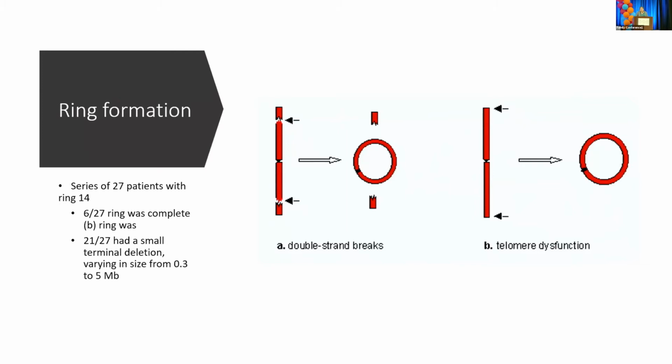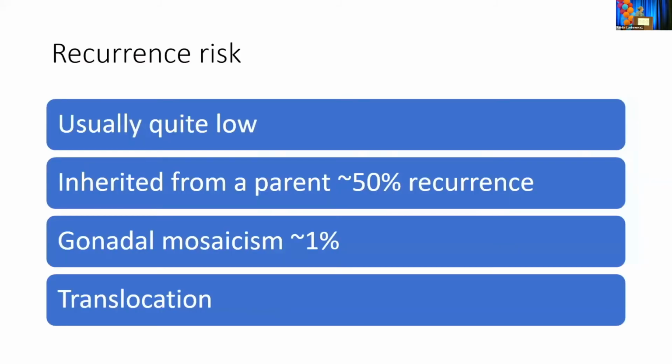So in a large series of individuals with ring 14, it tends to be this telomere dysfunction that's more common in ring 14, based on what's available in the literature, which is relatively little. But in 21 of 27 individuals, I said that backwards. So in 6 of 27, it was that situation where there weren't missing pieces. And in 21 of 27, they had those missing pieces. So I apologize, I said that backwards. So double strand breaks actually tend to be the more common mechanism in ring 14.